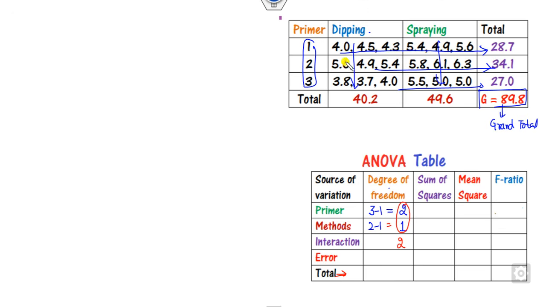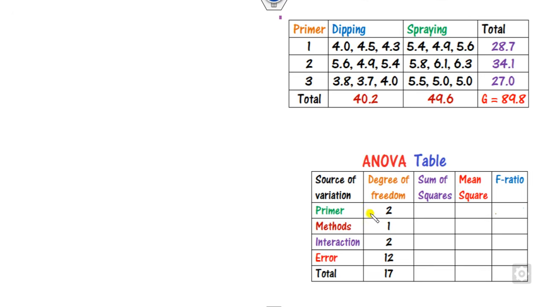How do you find the total? How many elements are there? This is 1, 2, 3, 4, 5, 6, 7, 8, 9, 10, 11, 12, 13, 14, 15, 16, 17, 18. 18 elements are there. So the degree of freedom is 18 minus 1, which is 17. Now, this 2 plus this plus this plus this is nothing but my 17. So this is 2 plus 1 plus 2 plus this must be 17. So what is that? This is nothing but 12. So you can find it like this.